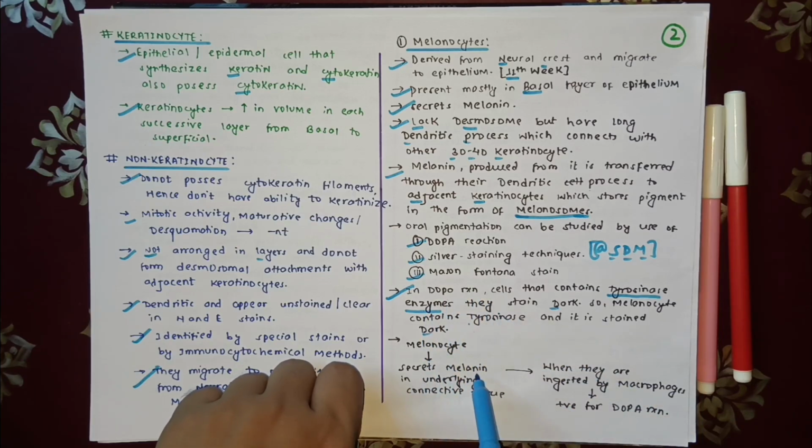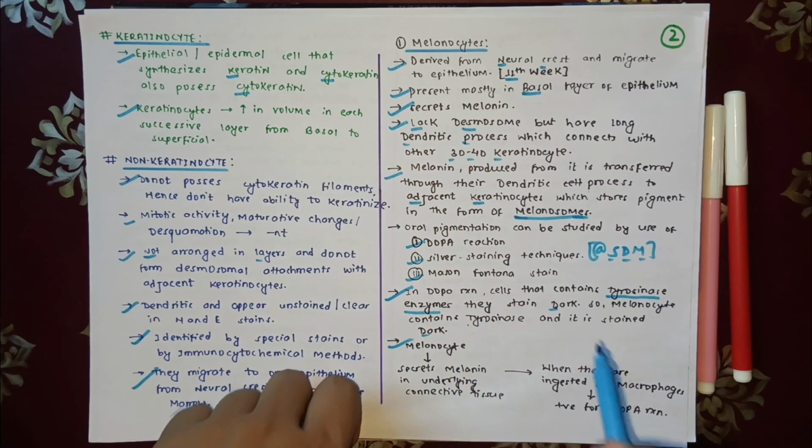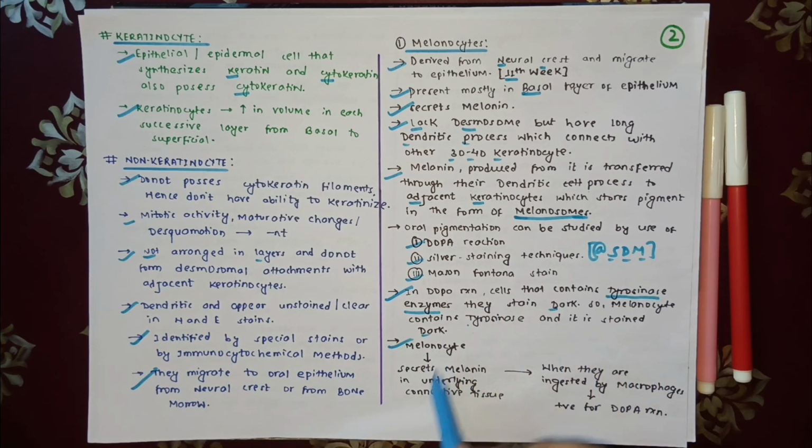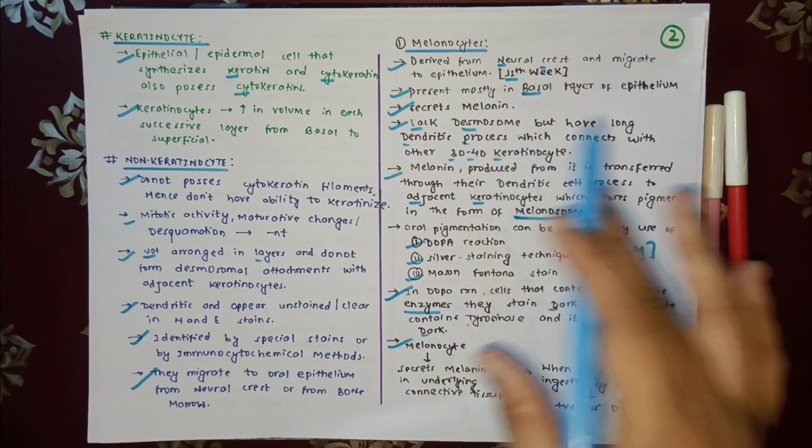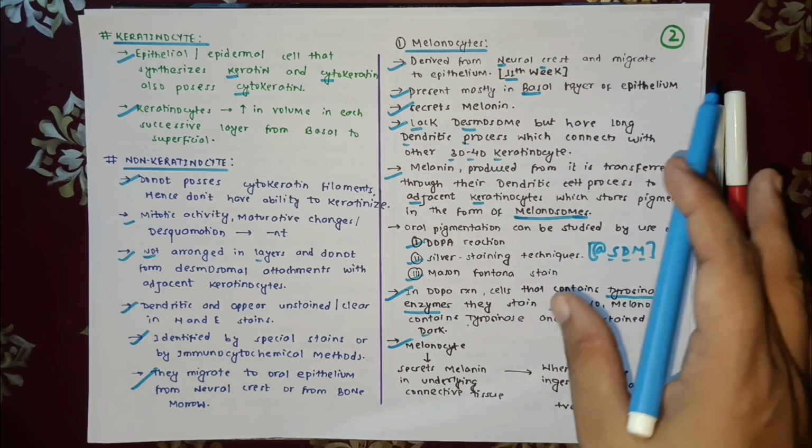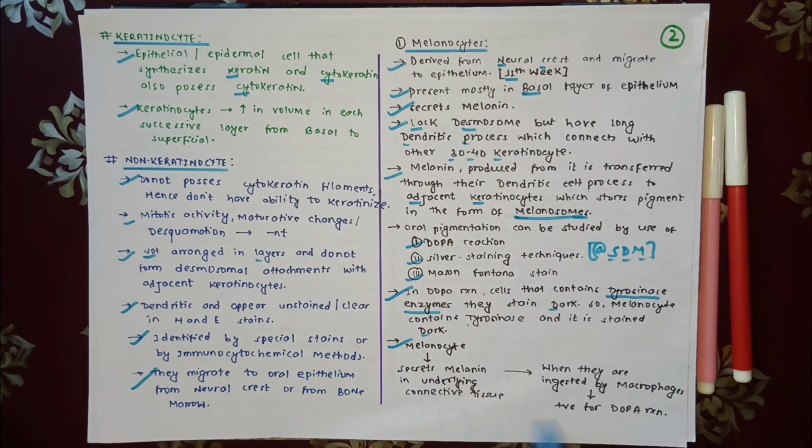Melanocytes secrete the melanin into the underlying connective tissue, where it is ingested by macrophages that are positive for the DOPA reaction. So the same concept is there. This is the proper mechanism of how they are stained, and this is a general overview. The cell containing tyrosinase stains dark in a DOPA reaction, and how it stains dark is that melanin is first secreted in the underlying connective tissue, and it is then ingested by the macrophages.